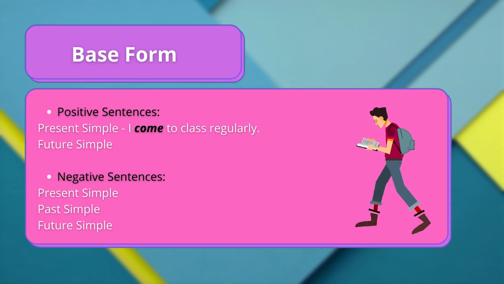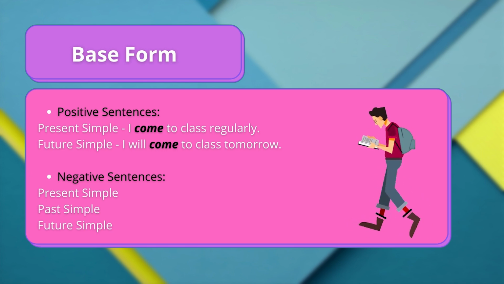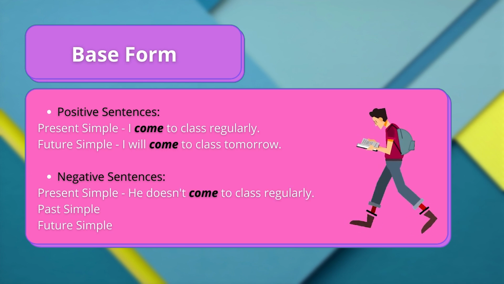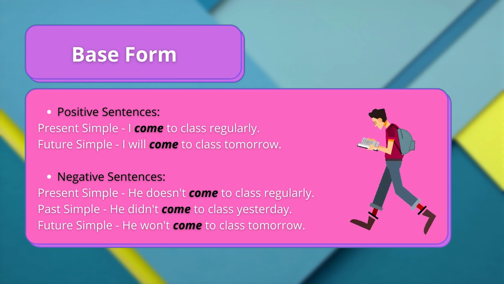Now let's look at a few examples for positive sentences. I come to class regularly. I will come to class tomorrow. And now the negative sentences. He doesn't come to class regularly. He didn't come to class yesterday. He won't come to class tomorrow.